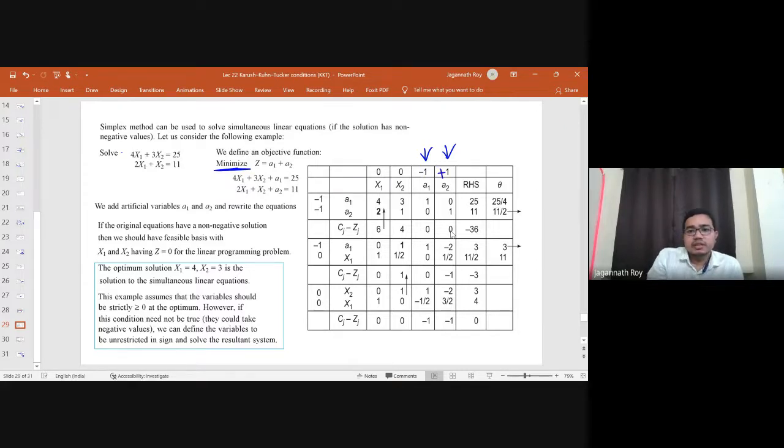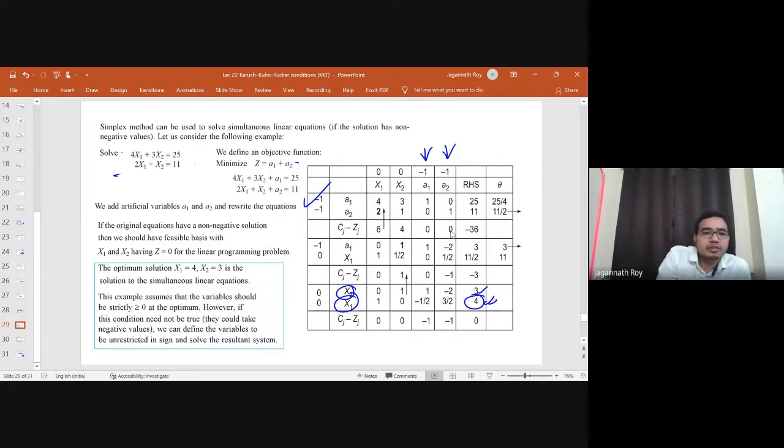When this type of problem is there, our aim is that a1 and a2 should be 0. Only then it will be 0. The final basic solution will be 0. Then we apply this simplex algorithm and try to find out that x2 becomes 3 and x1 becomes 4.